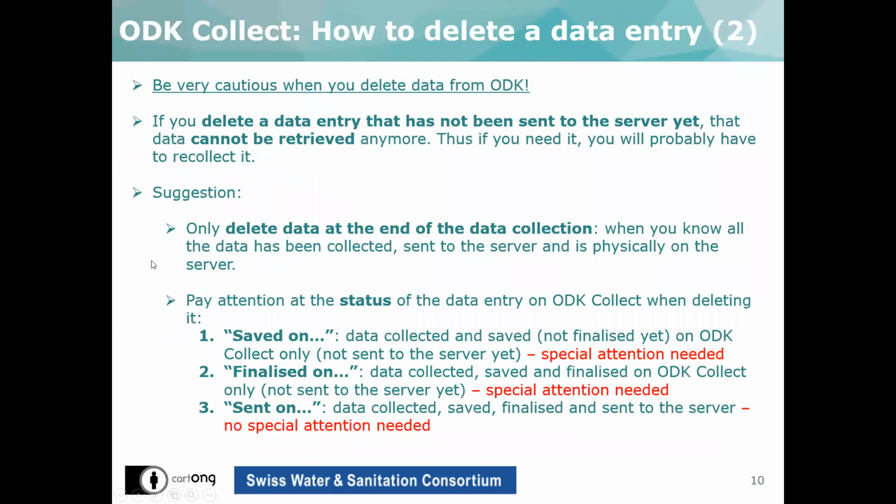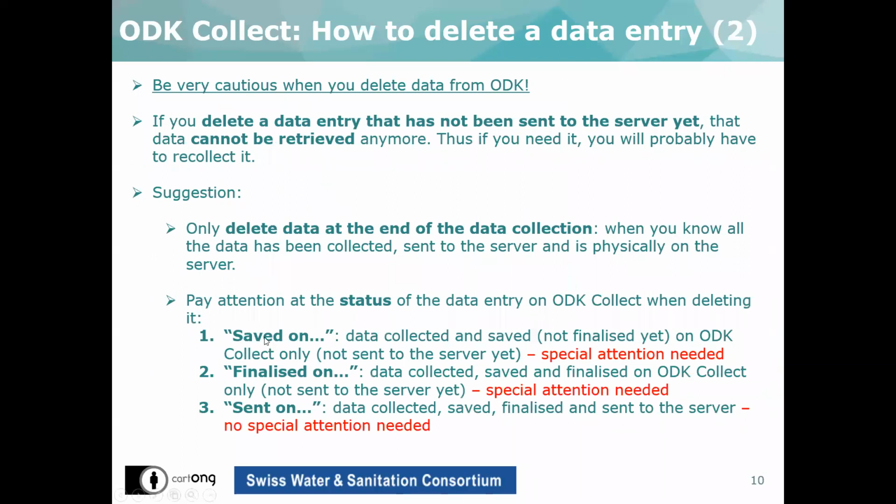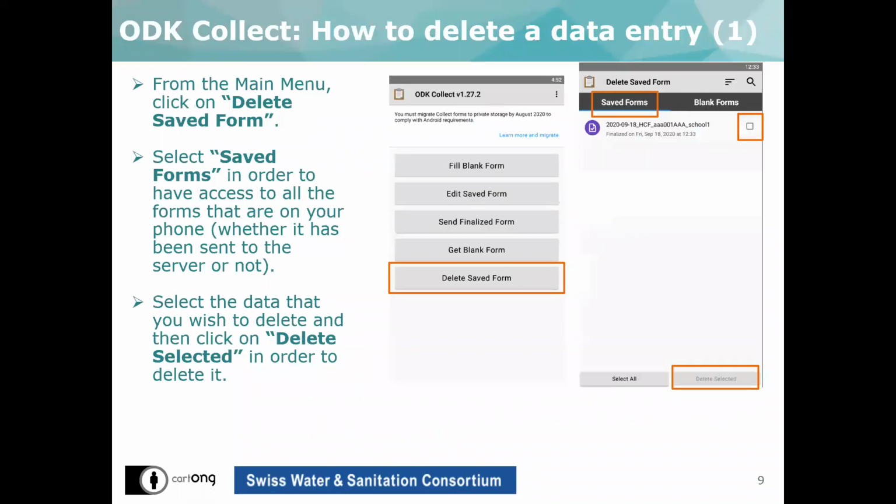But be very careful when you delete the data from your phone, because in this list under saved forms, delete saved forms, you'll have all the data that is on your phone, meaning the data that has been collected on your phone and just saved, not finalized yet, so not sent to the server yet. You'll have as well data that has been entered, collected, complete and finalized, but hasn't been sent to the server yet. And you'll also have a copy of the data you have already sent to the server. You have all of them there, not necessarily in order of time. It's going to be the first one you've collected here, and the second, third, and fourth, and then.